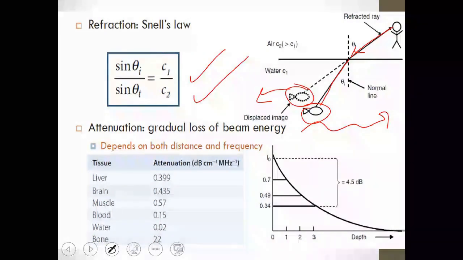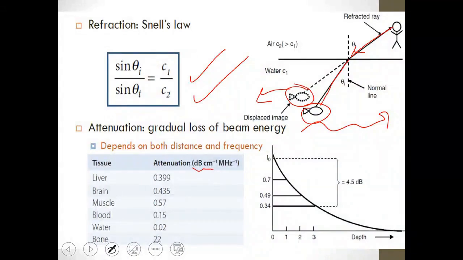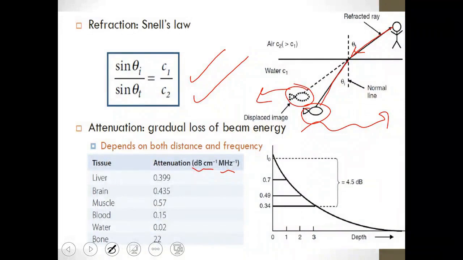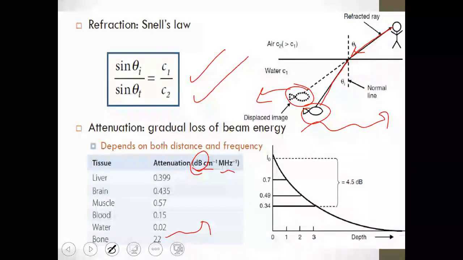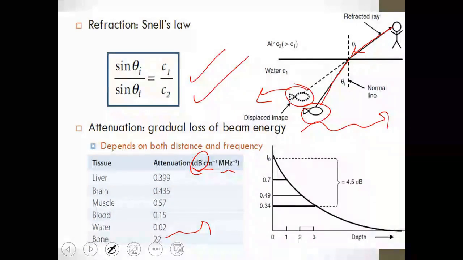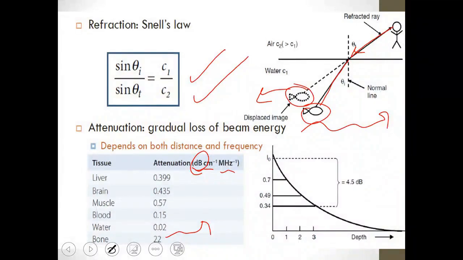Attenuation, as we said, is measured in decibels per centimeter per megahertz, meaning that for each frequency of 1 megahertz, a distance of 1 centimeter results in a certain amount of loss or attenuation. For bone, of course, one of the highest values is 22 decibels per centimeter per megahertz. So the loss due to attenuation is very high in bone compared to other tissues.